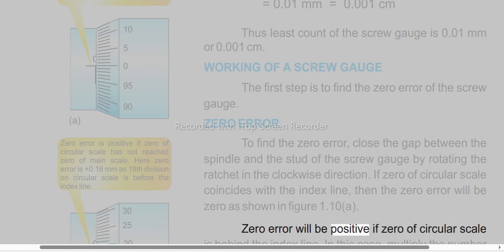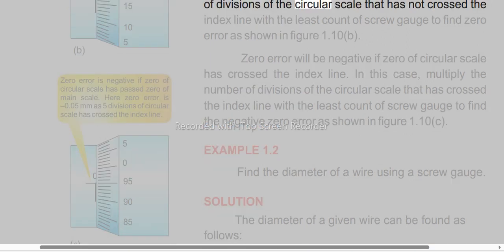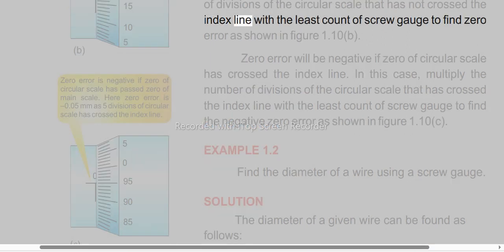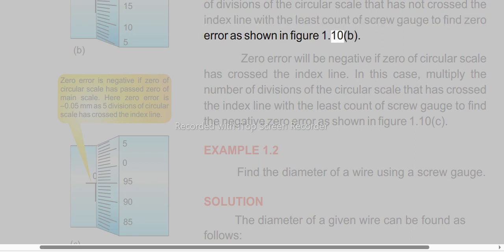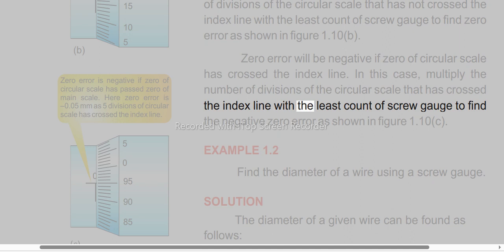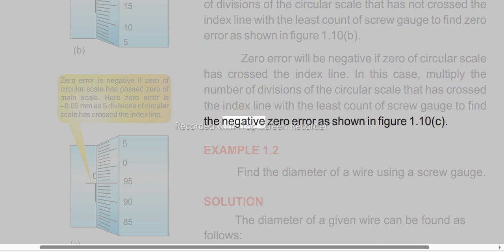Zero error will be positive if 0 of circular scale is behind the index line. In this case, multiply the number of divisions of the circular scale that has not crossed the index line with the least count of screw gauge to find zero error as shown in figure 1.10b. Zero error will be negative if 0 of circular scale has crossed the index line. In this case, multiply the number of divisions of the circular scale that has crossed the index line with the least count of screw gauge to find the negative zero error as shown in figure 1.10c.